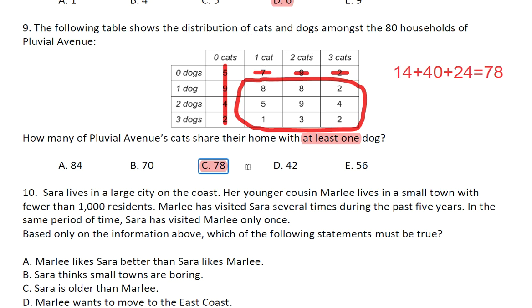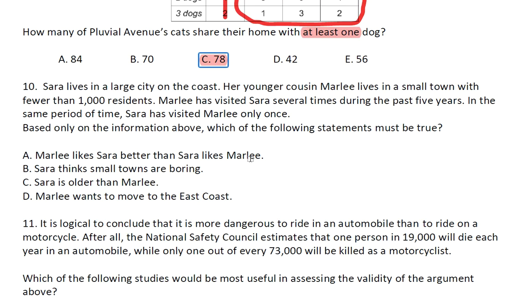C, 78. All right, Sarah lives in a large city. All right, again, this type of vague language on the coast. Her younger cousin Marley lives in a small town with fewer than 1,000 residents. Marley has visited Sarah several times during the past 5 years. In the same period of time, Sarah has visited Marley only once. Based only on the information above, which of the following statements must be true? Right, which must be true?